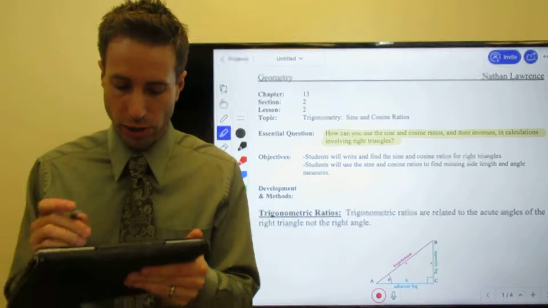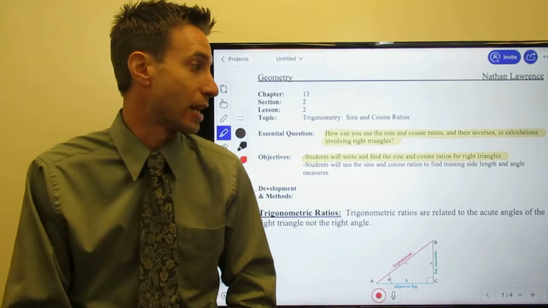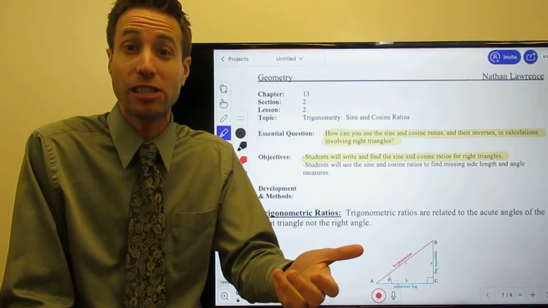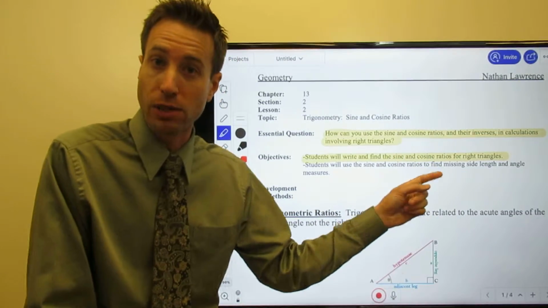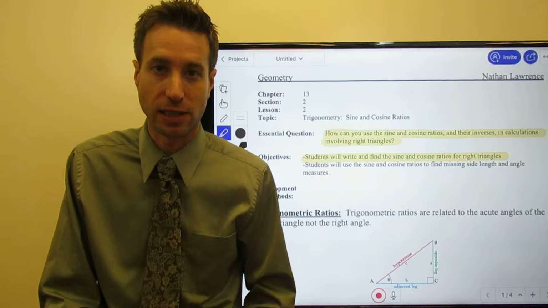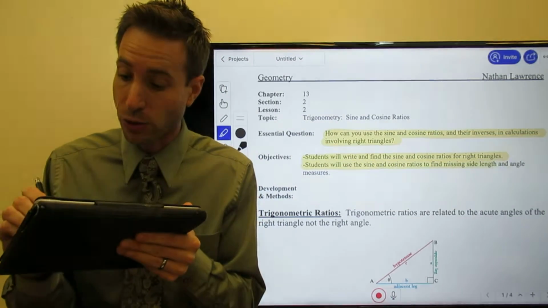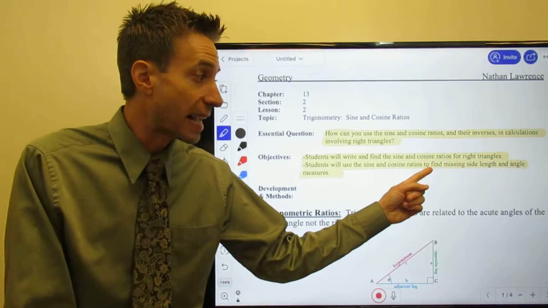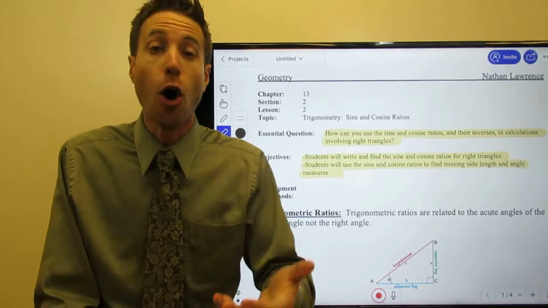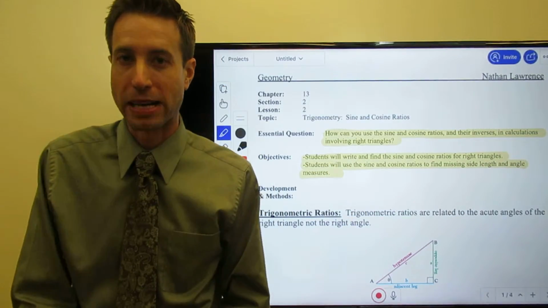Again, our objectives are learning targets just like they were for tangent. First, we're going to need to learn how to write those ratios. What is the ratio for the sine function, and what is the ratio for the cosine function? What sides do we have to compare? And then, once we know how to write those ratios for sine and cosine, we'll use them to find missing side lengths, or the inverse in order to find missing angle measures.